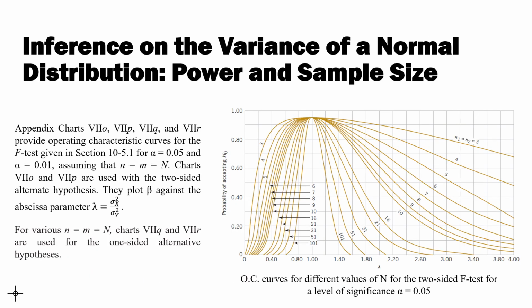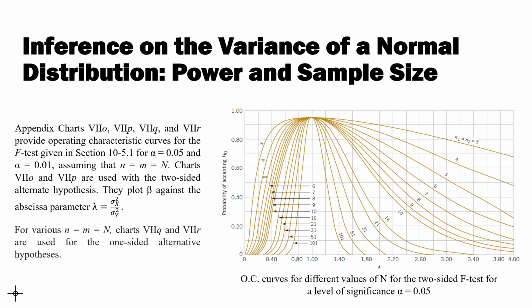An operating characteristic curve for the f-test is a graphical tool used to evaluate the probability of failing to reject the null hypothesis, type 2 error or beta, under different true variance ratios. The f-test is commonly used to compare two population variances by analyzing the ratio of their sample variances. The operating characteristic helps in determining how effectively the test can detect deviations from the null hypothesis when the true variance ratio is different from 1.